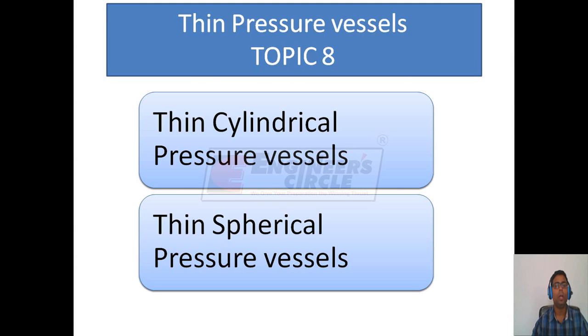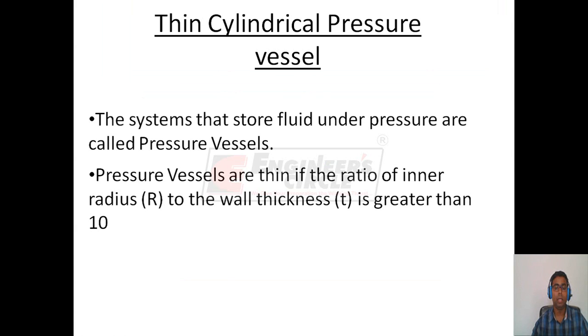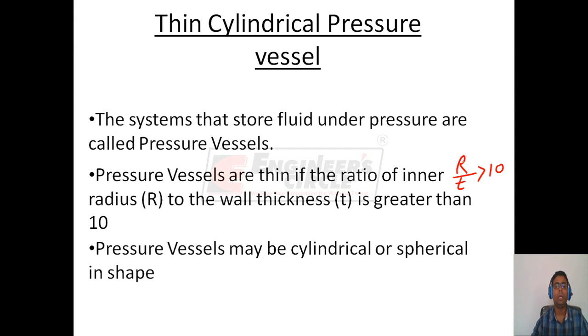Hi, in this module I will discuss thin pressure vessels. The systems that store fluid under pressure are called pressure vessels. Pressure vessels are thin if the ratio of inner radius R to the wall thickness T is greater than 10. That is, if R to T is greater than 10, we say that the pressure vessel is a thin pressure vessel. Thin pressure vessels may be cylindrical or spherical in shape.